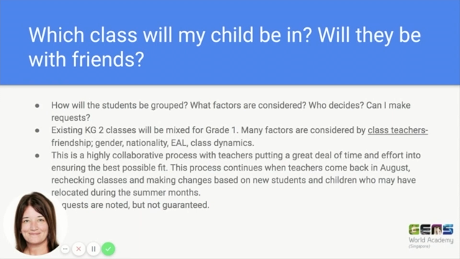I would say that requests around teachers are not worthwhile, as the grade 1 teachers are not decided upon until after the holiday. I would say that other requests that have been noted in the past have been around friendship groups. They have been noted around the specific needs of a child. And again, those are noted. You should pass those to your class teachers, but they are not guaranteed.